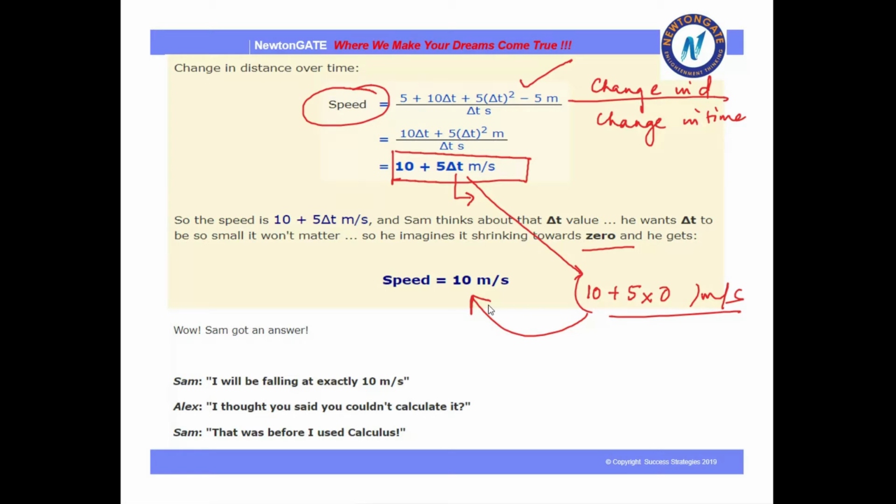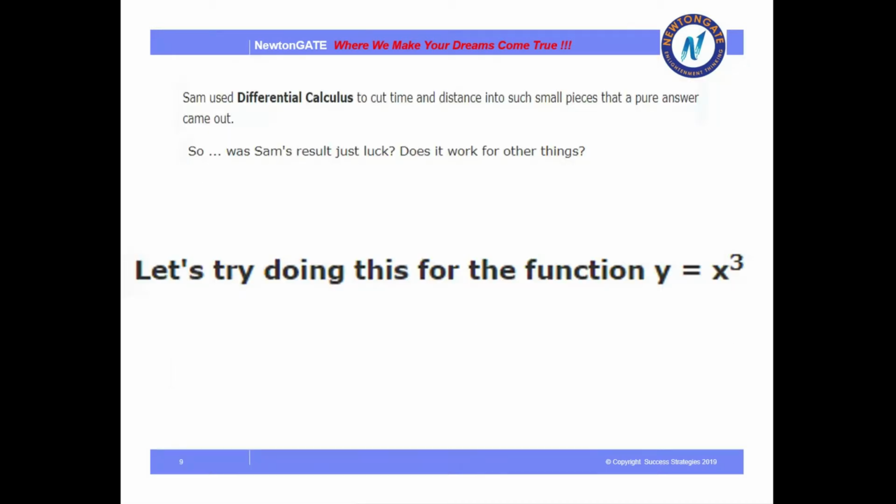Differential calculus helps us to find the position, an area or the speed at very slight changes of time, which is physically not possible for us to calculate. Now with that, let us go through some other examples where we can apply the same knowledge. Here we applied the condition of differential calculus to cut time and distance into small pieces so that a pure answer can come out.